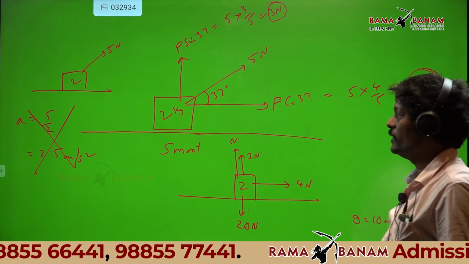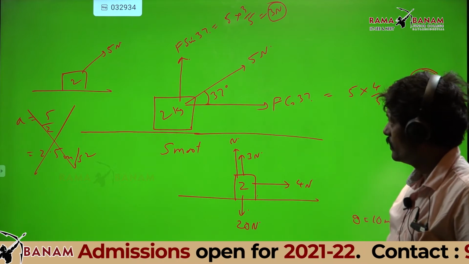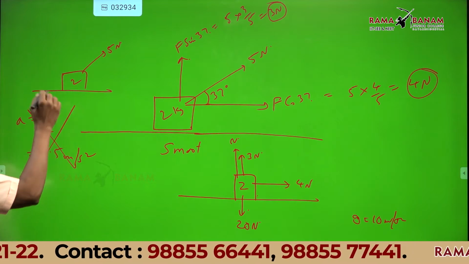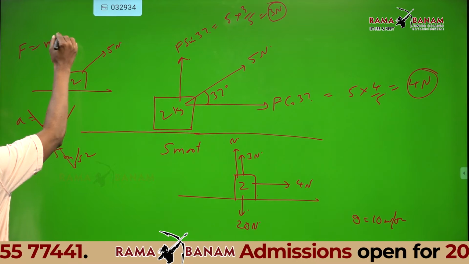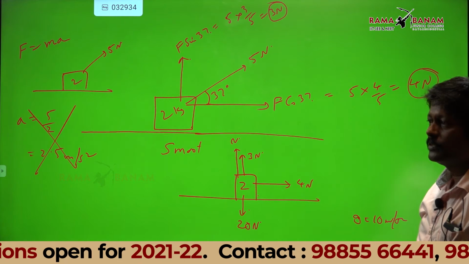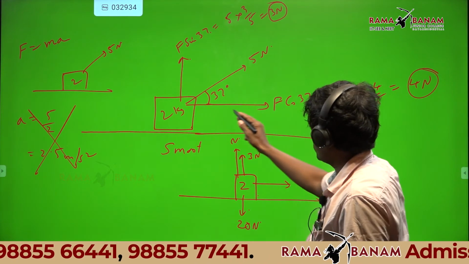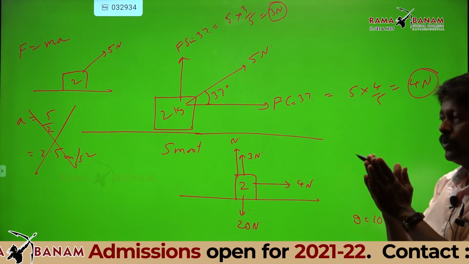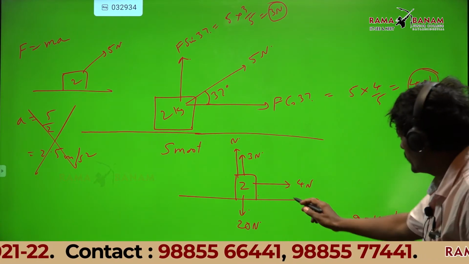Because you cannot simply divide force by mass for acceleration. You have to take the force in the direction of motion: net force equal to ma. Acceleration and force should be in the same direction. Now force is at an angle of 37, but the body is accelerating horizontally, so I cannot directly divide. First you have to take the components in the direction of motion.